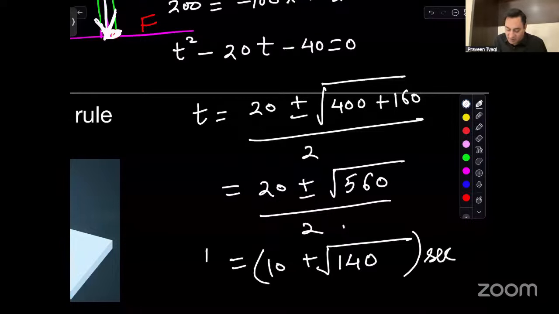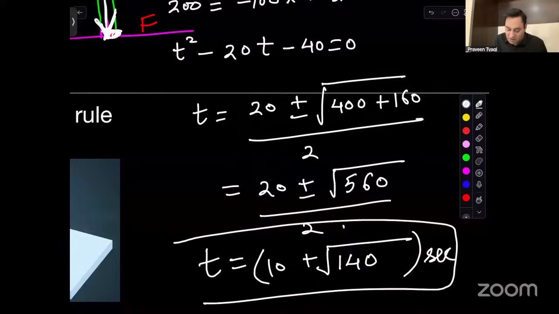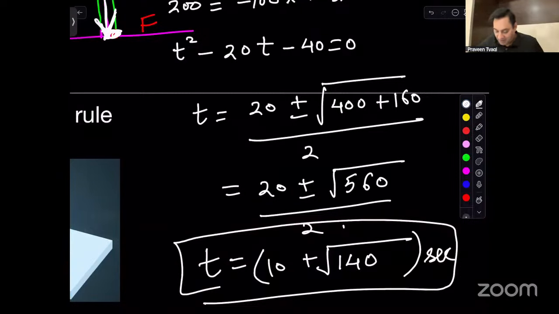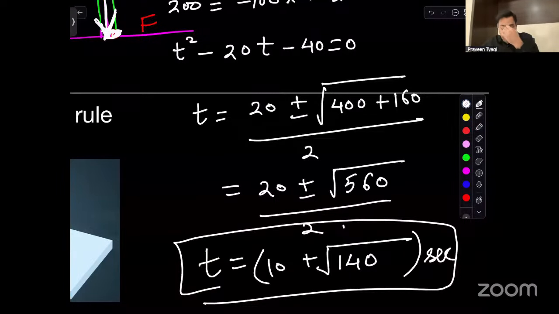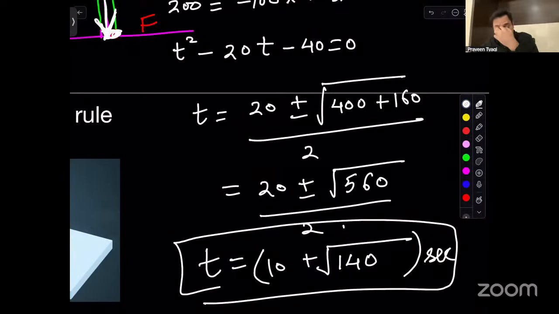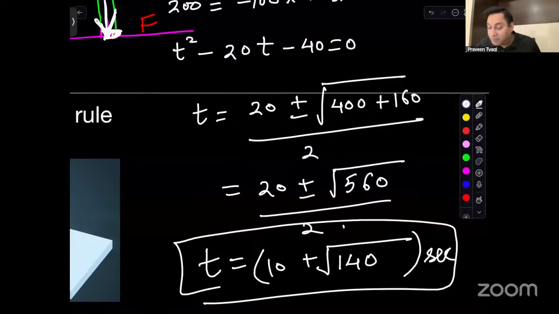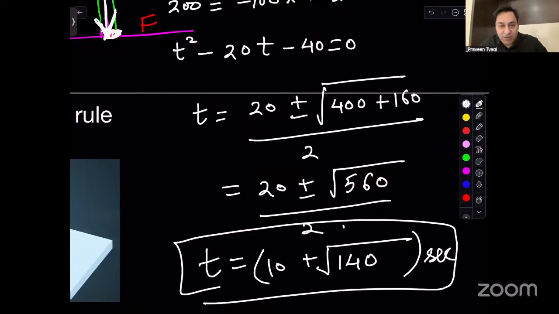Seconds time. How many of you got this answer? Honestly, please tell me. Which will be 140 can be written as 12 square is 144. So I think 22, 21.8. Raju gave me 21.8. Many of you have given me this answer. Good.